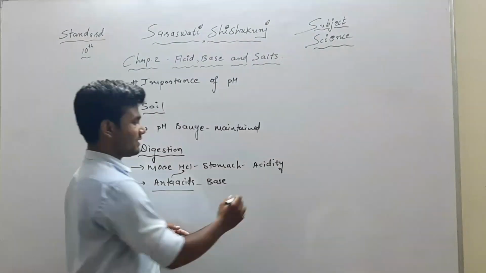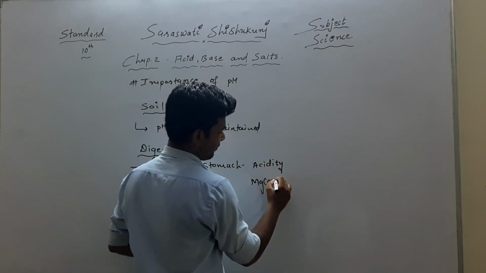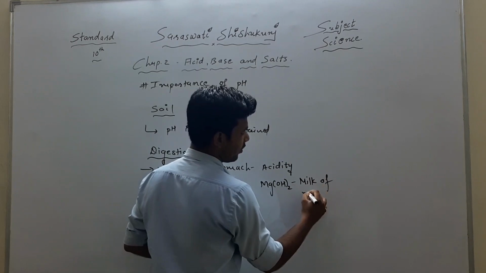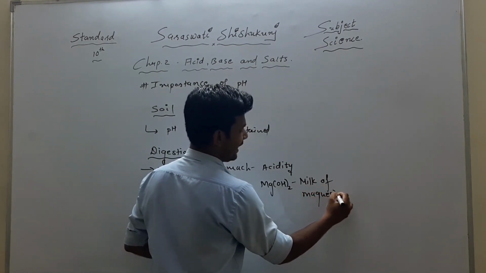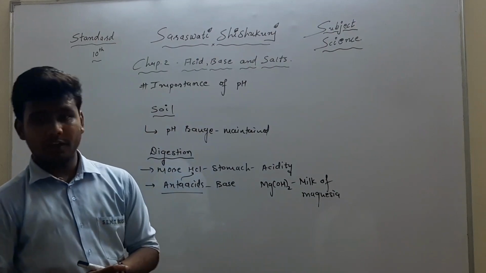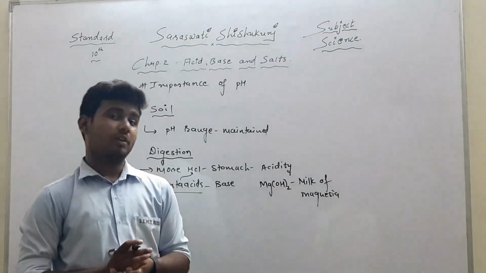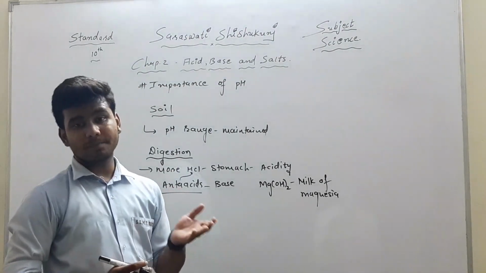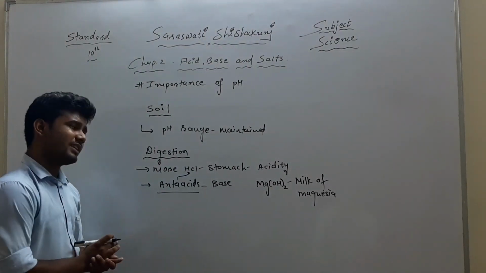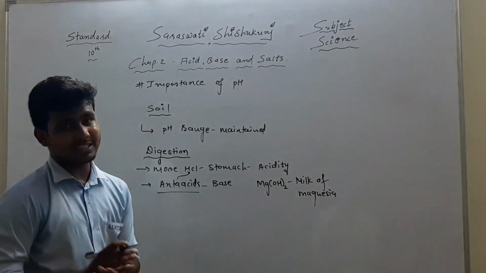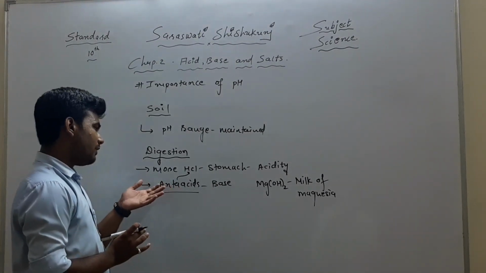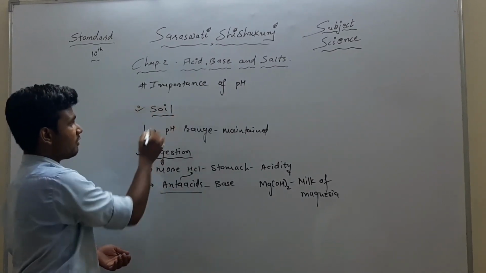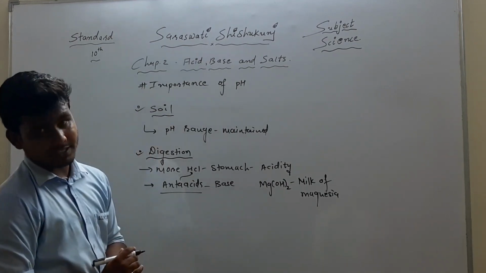Mg(OH)2, generally known as milk of magnesia, right? Mg(OH)2, which is known as milk of magnesia. Other substances, if we talk about baking soda, baking powder, right, that we also use as an antacid. That is sodium bicarbonate. So we use different types of antacids to nullify the excess acidity of the stomach in the process of digestion. So this way, we have the importance of pH in soil and the importance of pH in digestion.